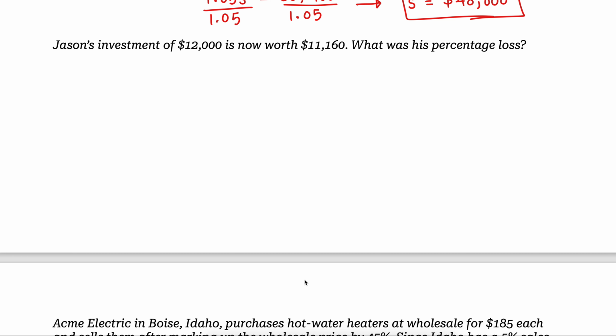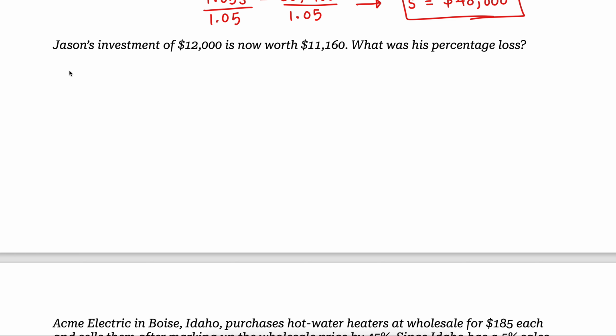This next example deals with a percentage change. It says Jason's investment of $12,000 is now worth $11,160. What was his percentage loss? So if you're talking about a percentage gained or percentage lost, those are lumped together as percentage change.